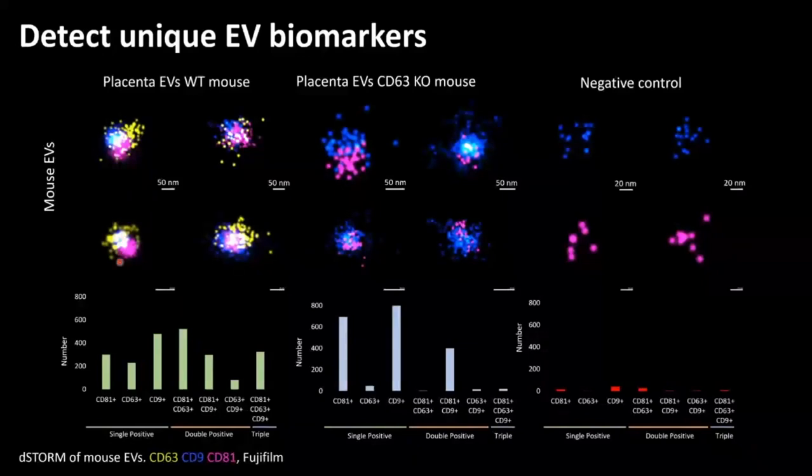And importantly, we can look at the diversity of the population as a whole, but also examine the individual EVs for their unique features. And this method is very sensitive because we can clearly see from knockout models that the signature and protein expression is quite different compared to our wild-type models and negative controls, giving us a way to use single molecule localization microscopy to study the unique features of very small particles.